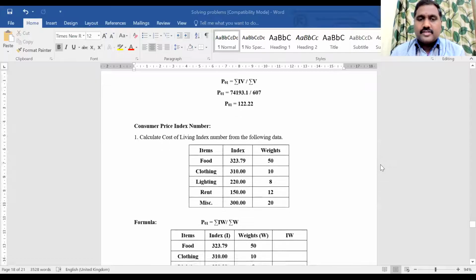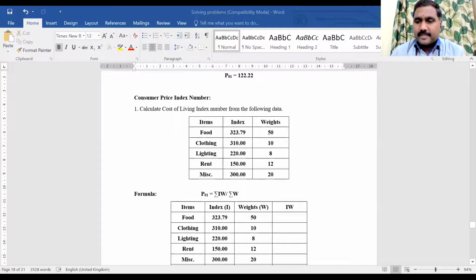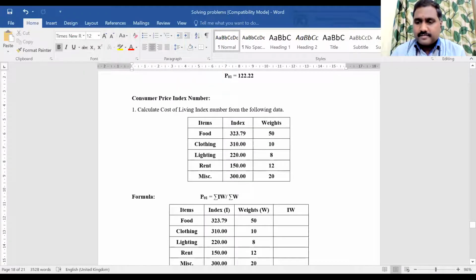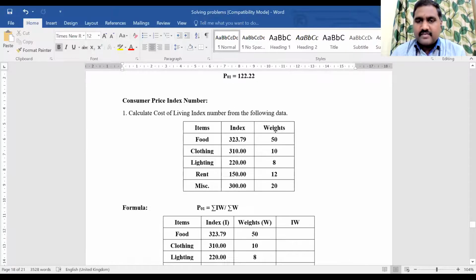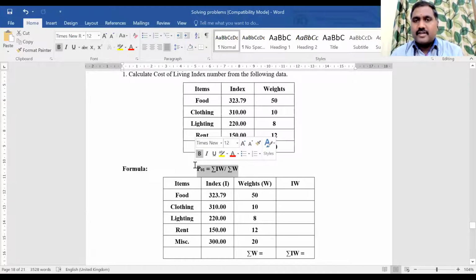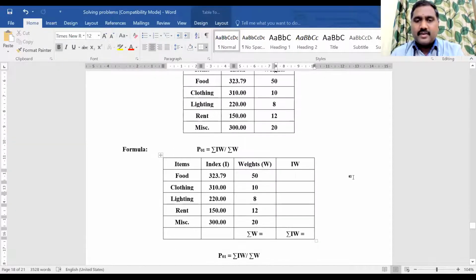Yes. So this is the first problem, right? So I already told you, right? See, I is given, weight is given. This is the given problem. So we can use this formula because I already showed the formula slide. So you need to calculate IW. Now tell me what is the IW value? 323.79 into 50. Come on, make it fast. We have 8 more minutes.